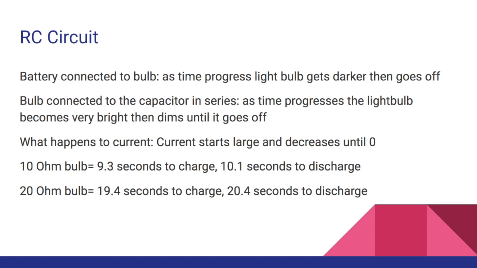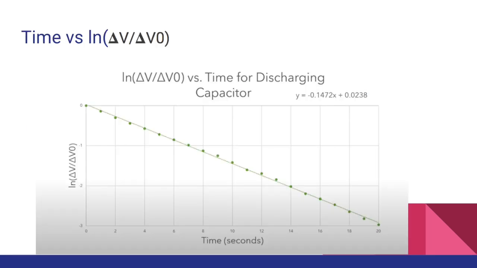Here you can see some different times for the capacitors to charge and for the capacitors to discharge with a 10 ohm and 20 ohm bulb. And here that is linearized in a graph for the time for the discharging capacitor.